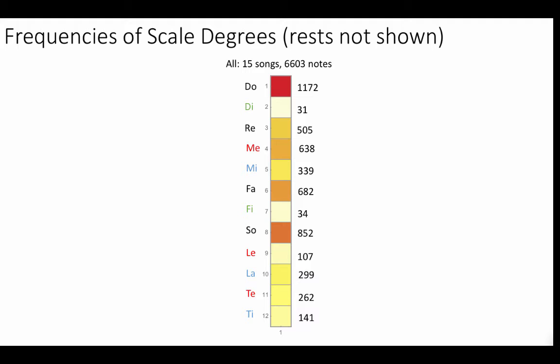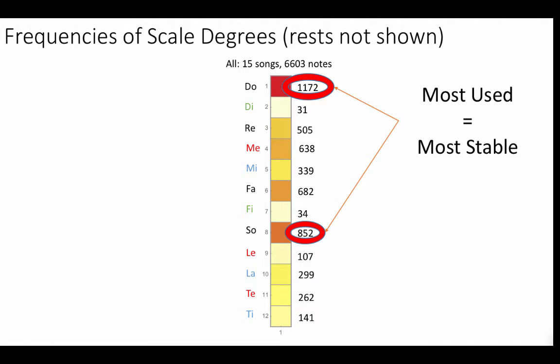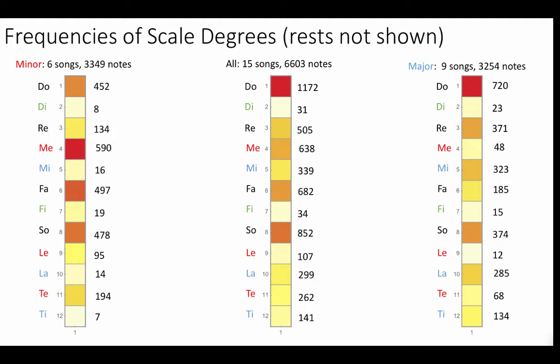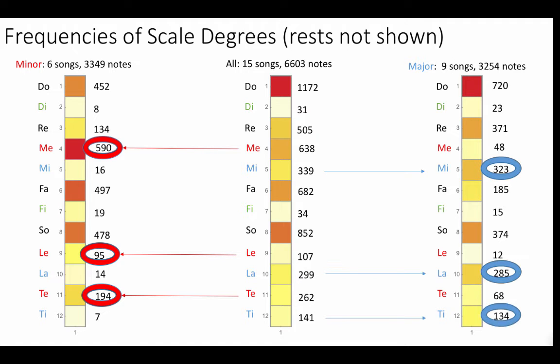Here are the frequencies with which each scale degree was encountered. As you can see, the most common by far are do and so, because these are the most stable, while the least common by far are re and fi, because they're the least stable. Breaking it down into major and minor modes as expected, we can see that minor modes have a strong preference for me, le, and te, while major modes, on the other hand, have a strong preference for mi, la, and ti.